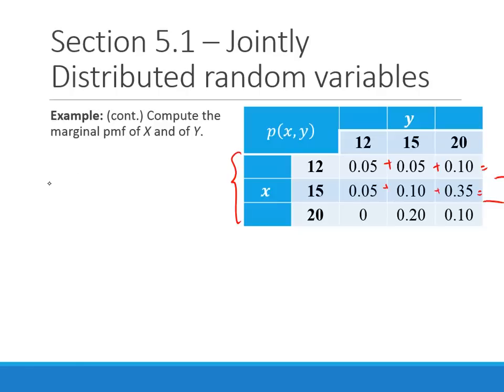So the marginal PMF for X, we use the subscript X to denote we're talking about X here. There are three possible values, right? X can either be 12, X can equal 15, or X can equal 20. And for X equal to 12, we're just going to add up all the cases that involve X equal to 12. So this is 0.05 plus 0.05 plus 0.10, running out of space here, which is 0.2, and that's for X equals 12.